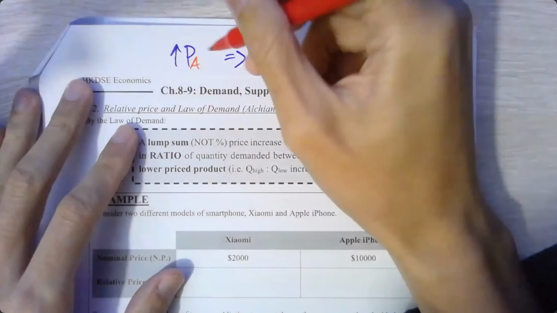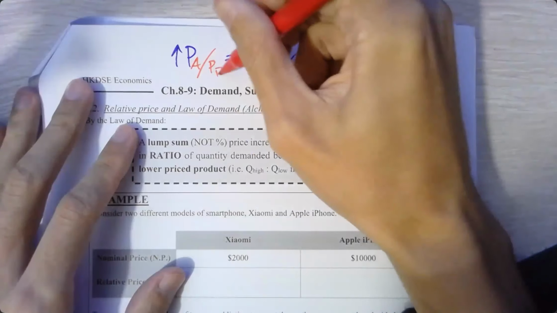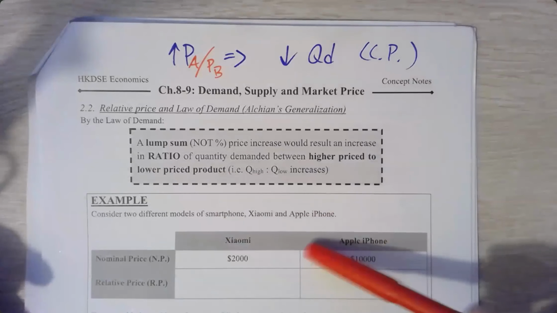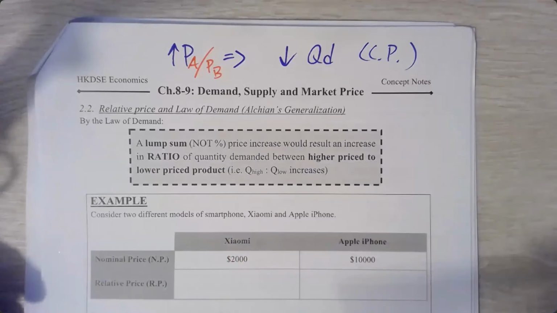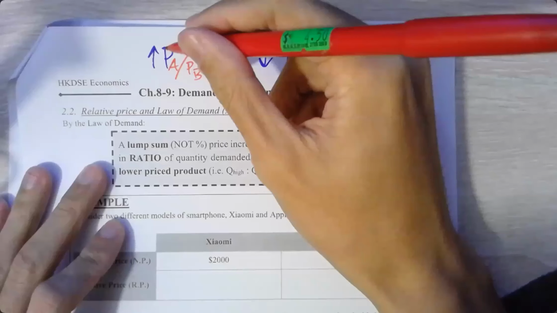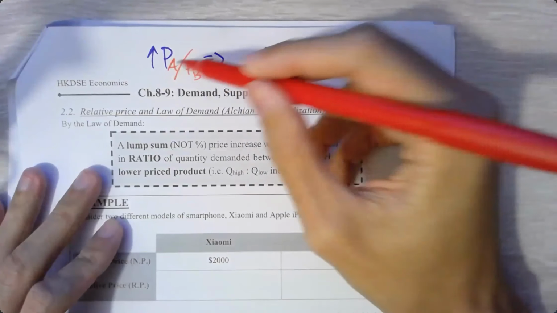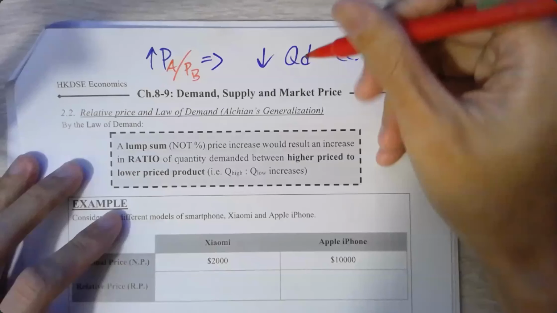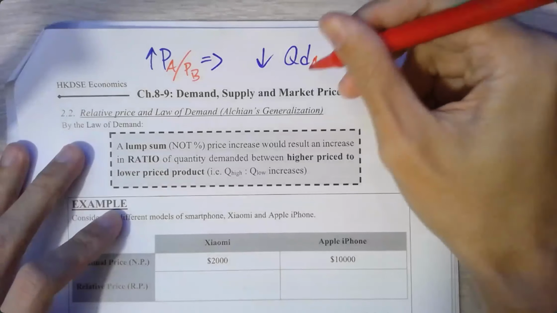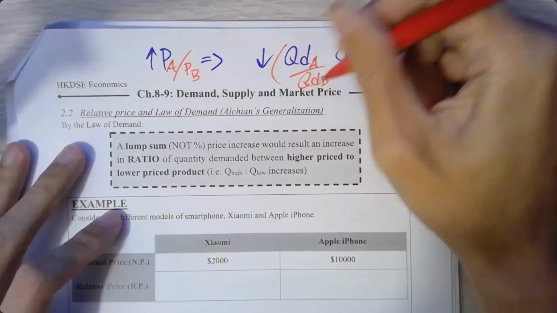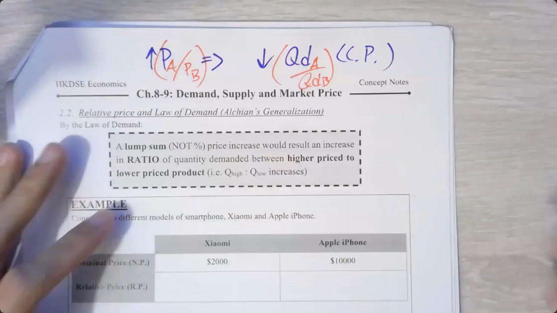Price of A divided by price of B. This is what we call relative price. Don't worry, we will look at that in our next example. If the ratio of PA over PB has increased, then the ratio of QDA versus QDB would also decrease.